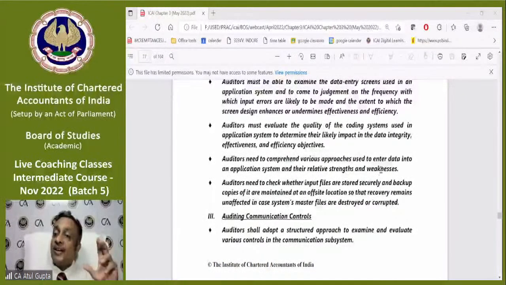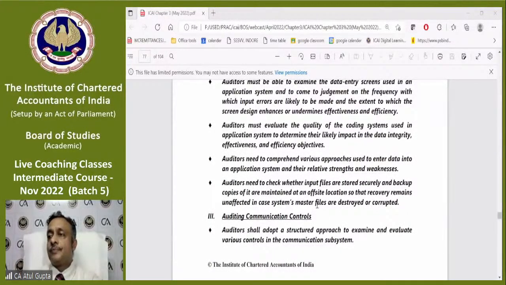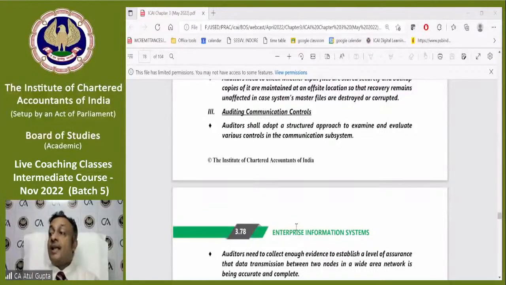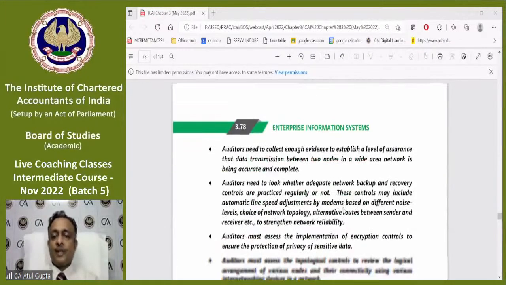Then coding system, we have talked about data coding errors, data integrity, effectiveness, efficiency, and all things that relate to inputs. Next is auditing communication controls. So we have talked about communication as a concept for creating a system. Auditor should adopt a structured approach to examine and evaluate controls in the communication subsystem, whether communication is properly done or not. Proper backups, recovery, so everything is there. So if you get an idea, then you can do it very well.